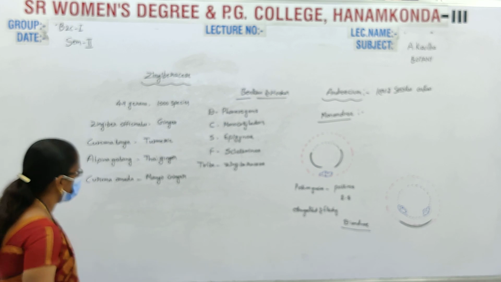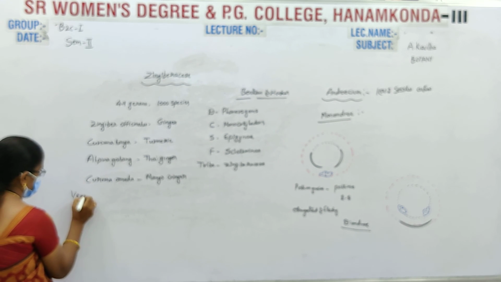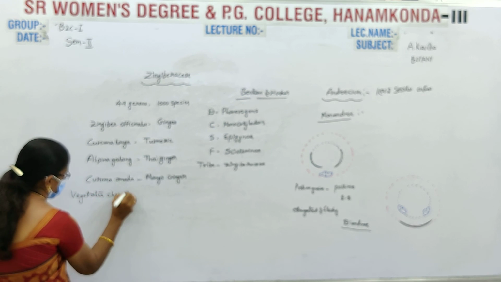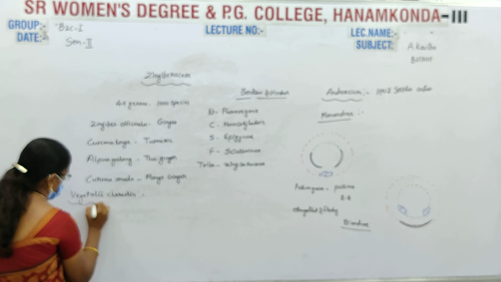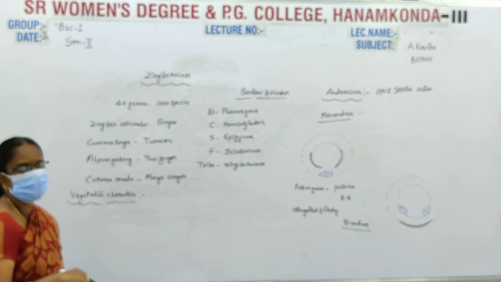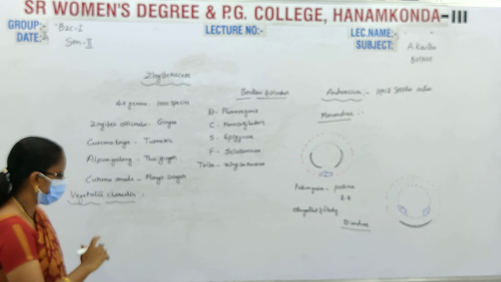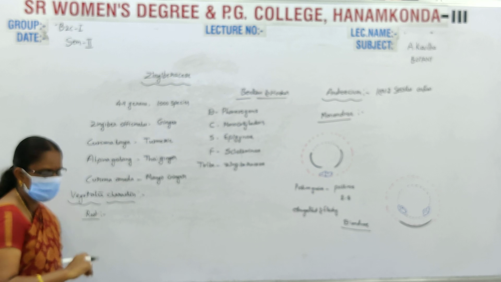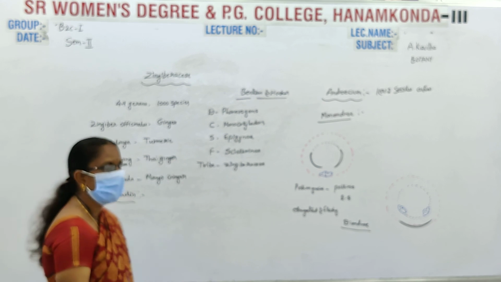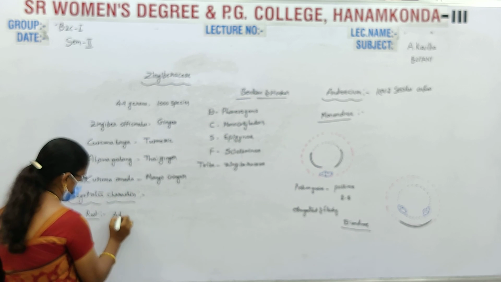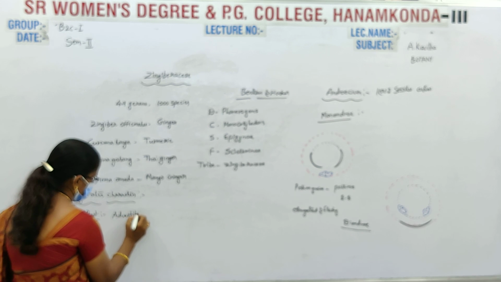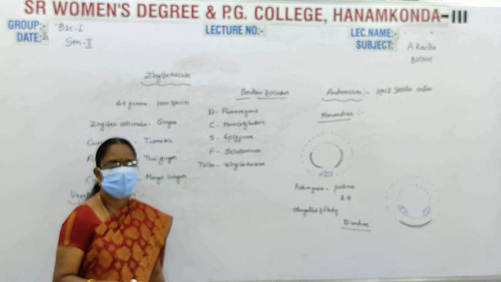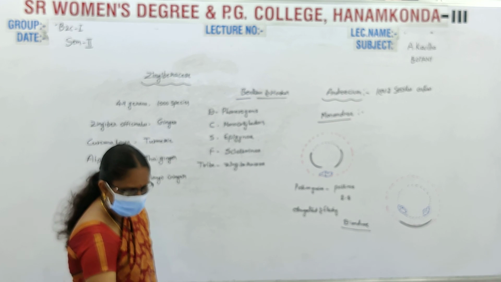And next we will see the vegetative characters of the Zingiberaceae family. First side heading is root. The root system is an adventitious root system.